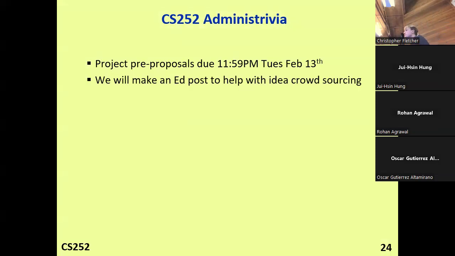CS252. I mentioned this at the paper reading discussion section yesterday at 4 p.m., but just to reiterate, project pre-proposals, we'll be going over them next week on Wednesday during the discussion section. That's next Wednesday at 4 p.m. They're due at the same time as things are usually due, the night before. Pre-proposals are a bit fungible. The purpose is to get your ideas on paper, or preliminary ideas, and we'll refine them and potentially iterate on them as we go. We'll put out an Ed post that will start the process of crowdsourcing ideas to help get the creative juices flowing over the course of today. But just a heads up, that's the next week.